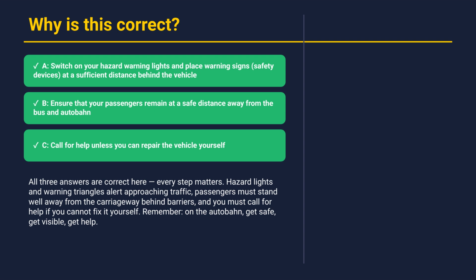All three answers are correct here. Every step matters. Hazard lights and warning triangles alert approaching traffic. Passengers must stand well away from the carriageway behind barriers, and you must call for help if you cannot fix it yourself. Remember, on the Autobahn, get safe, get visible, get help. All right, let's move on to the next question.